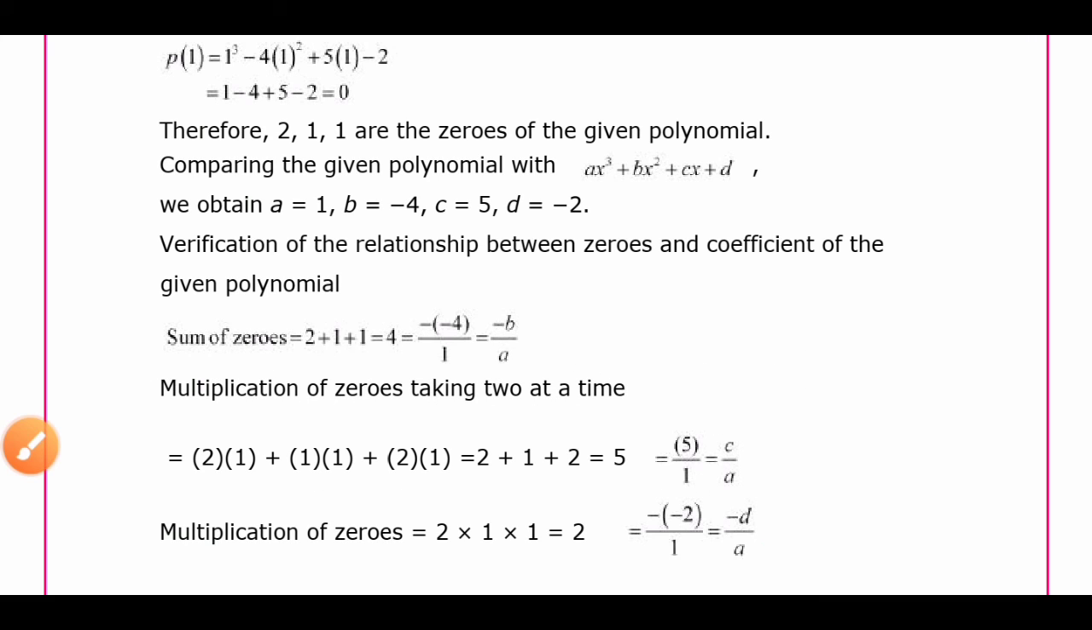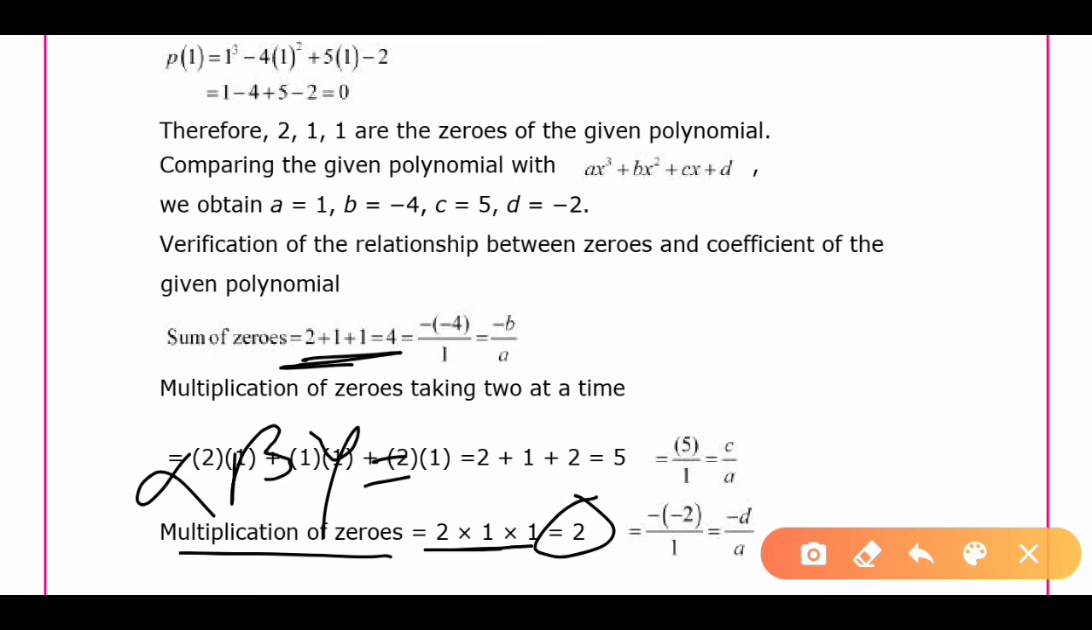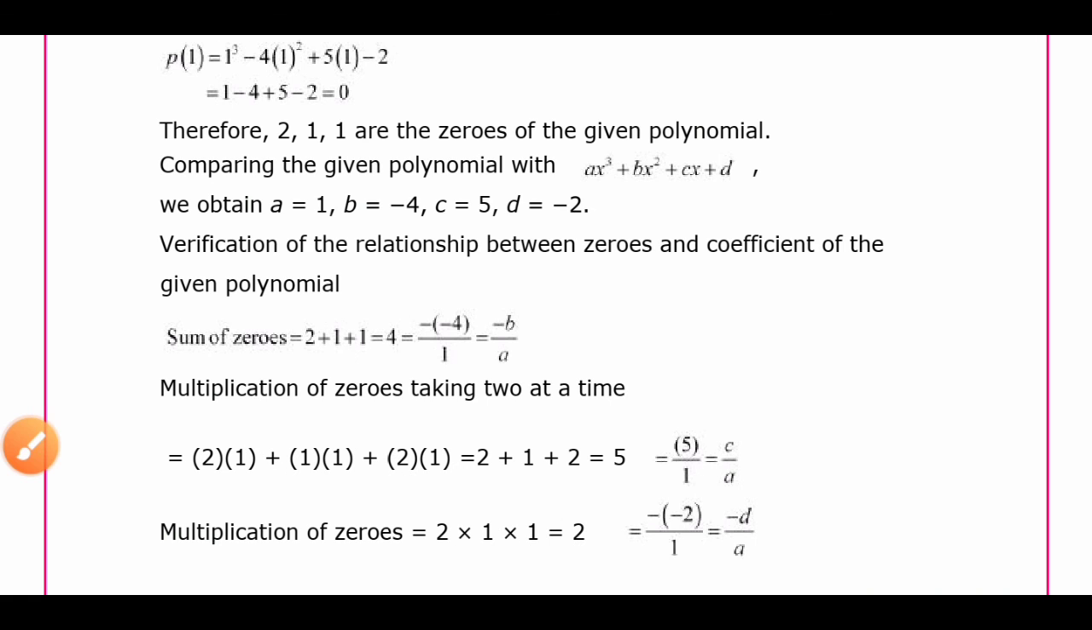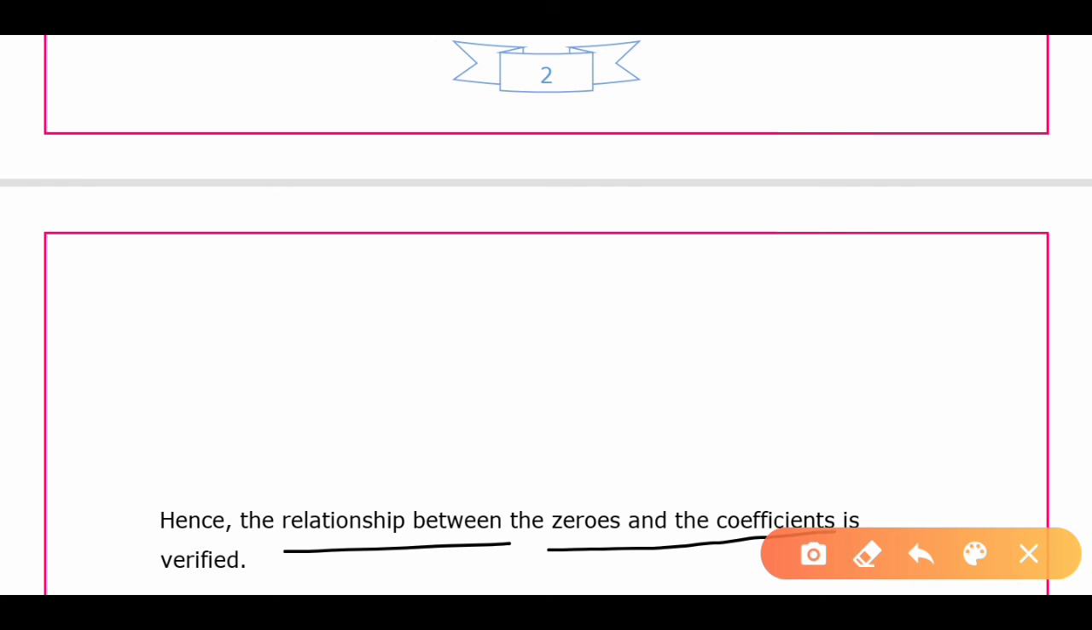And next one is the multiplication of zeros, that means alpha into beta into gamma. Okay, now we'll put alpha into beta into gamma, that will be equal to 2 into 1 into 1, and that one is equal to 2, and this value is equal to minus d upon a. Hence the relationship between the zeros and the coefficients is verified.